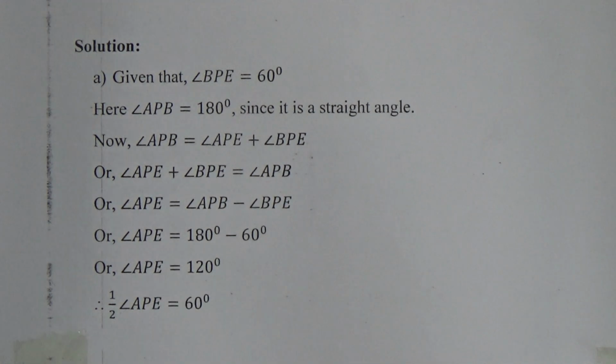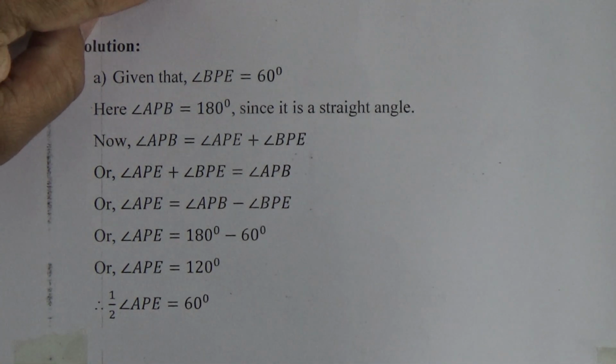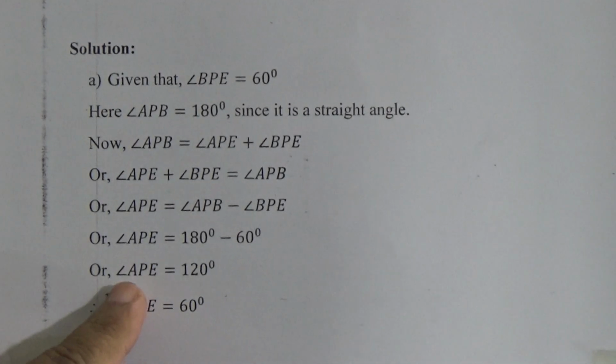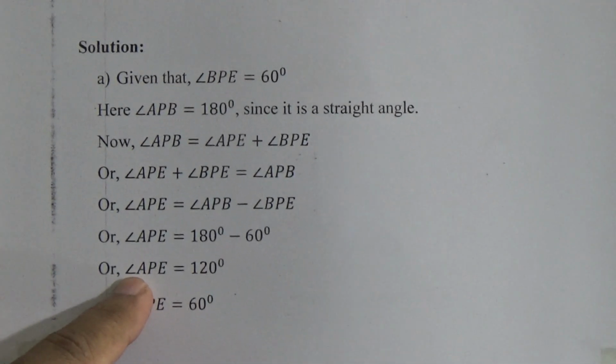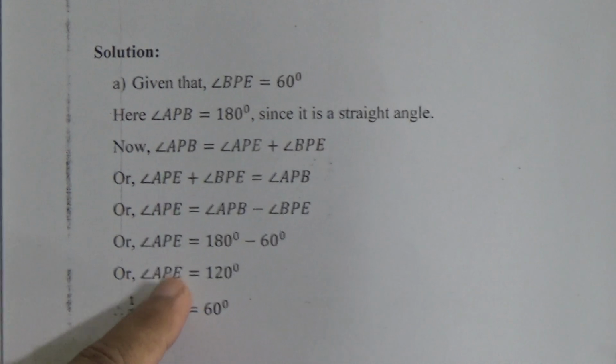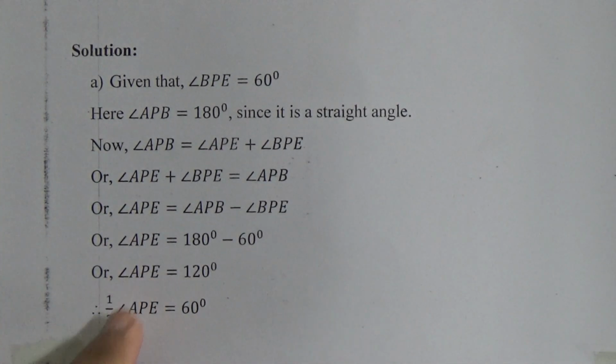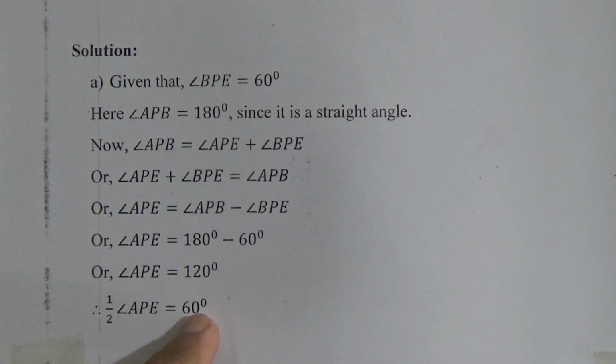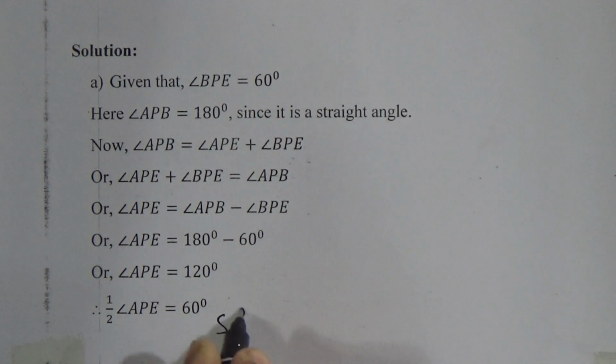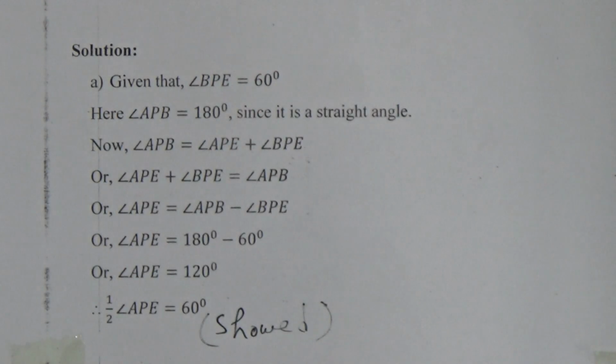So what do we need to find out? We need to find half of angle APE equals 60 degrees. So in this equation we multiply half on both sides. Then we get half of angle APE equals half of 120, that means 60 degrees. So we easily get half of angle APE equals 60 degrees. I hope you have understood. After that you need to write down "showed", because the question says "show that". Okay, so showed.